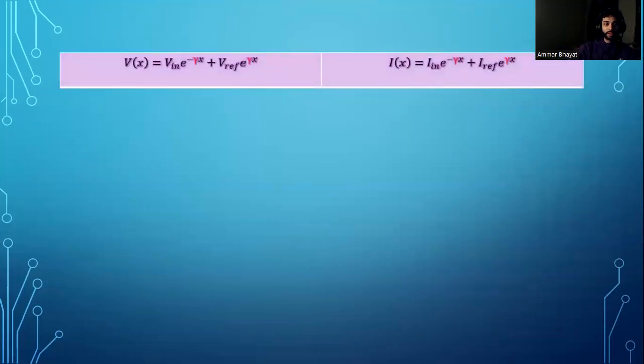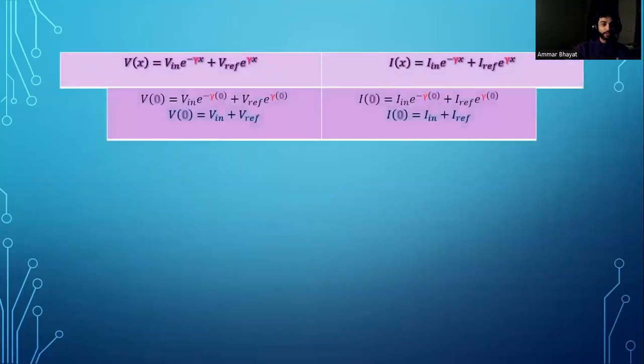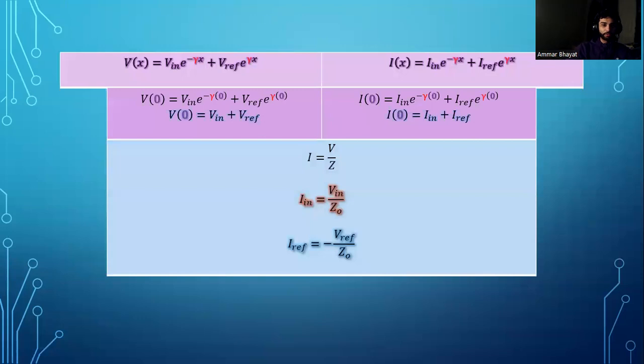Now moving forward, we have these equations right here. Let's take a look at when x is equal to 0, right at the start of our transmission line. We haven't traveled any length on our transmission line. We're looking at the starting point when x equals 0. Now e to the power of 0 is just 1, so our voltage would just be V in plus V ref. Same thing with our current: I at 0 is I in plus I reflected. And we know that I is equal to V over Z.